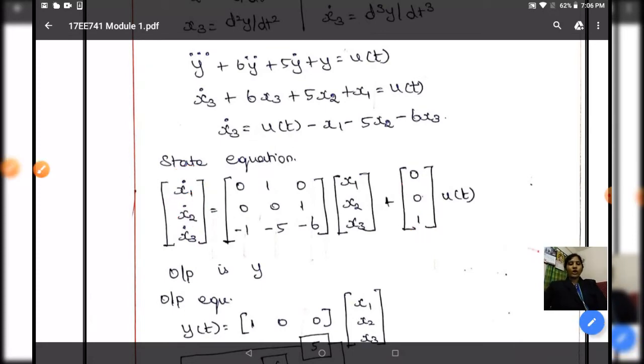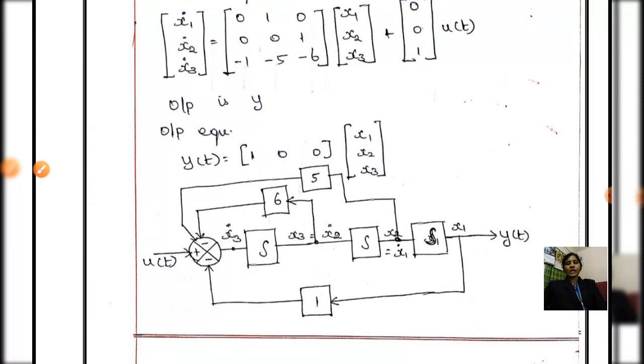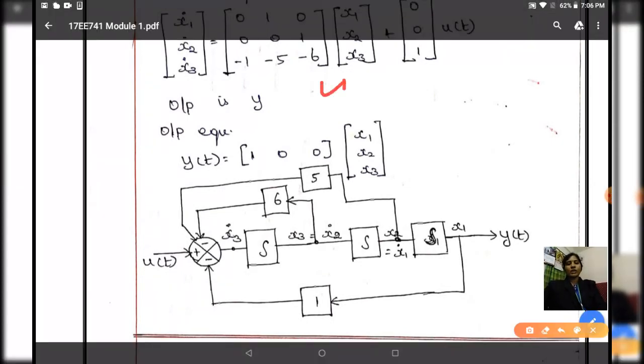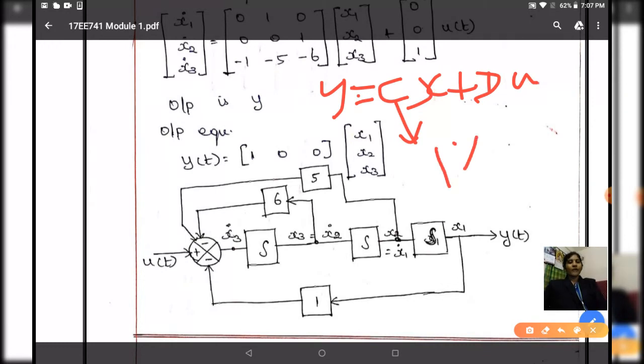Now coming back to your output equation. The output equation is y is equal to Cx plus Du. Here the D matrix is 0, whereas for the C matrix, you have only one output, so you will get an order of 1 cross 3. It is P cross N, that is, the number of outputs cross the number of state variables.